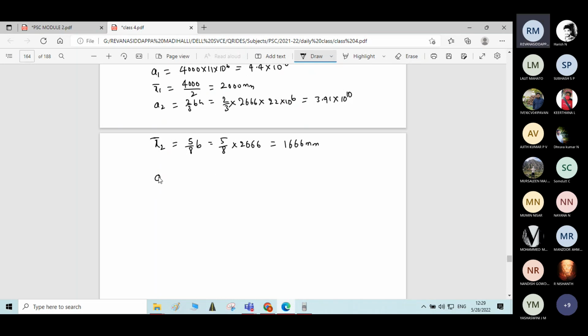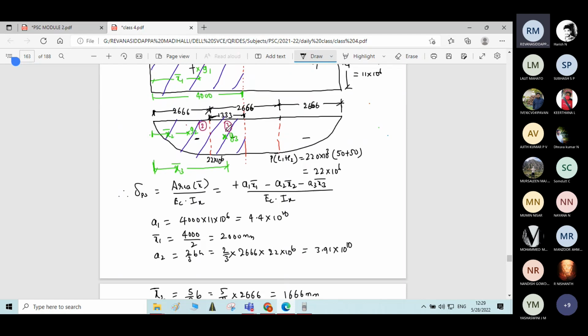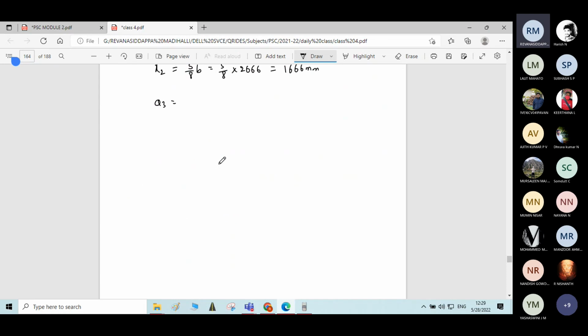Then A3, the area of rectangle 3. Its width is 1333 and height is 22 into 10 power 6. So 1333 into 22 into 10 power 6 gives 2.933 into 10 power 10.